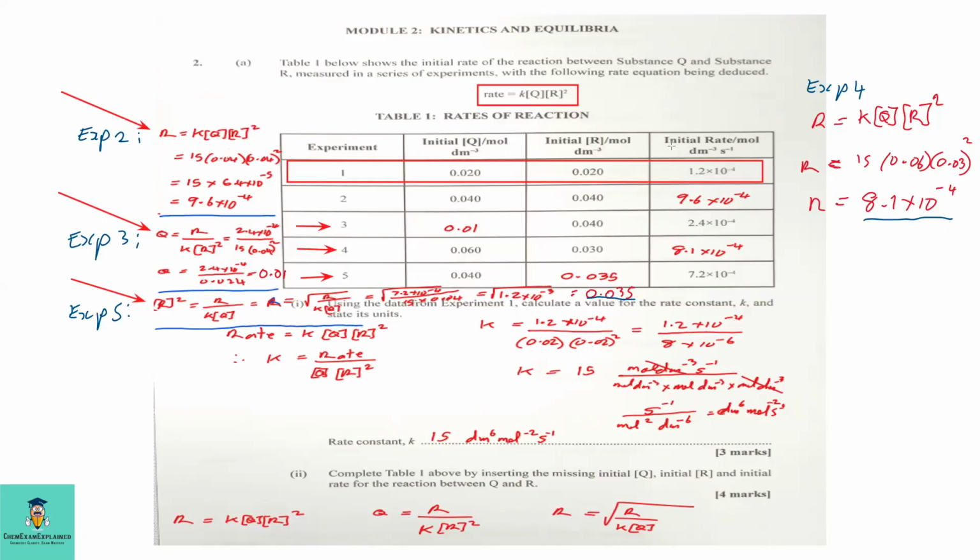To find the initial rate for experiment 4, we do the same thing. And so we look at experiment 4 here to find the rate. So what do we have? We have K that we calculated in part 1 times the initial conc of Q, which is 0.06, which you will find right here, 0.06 times 0.03 squared. And the initial rate works out to be 8.1 times 10 to the minus 4.